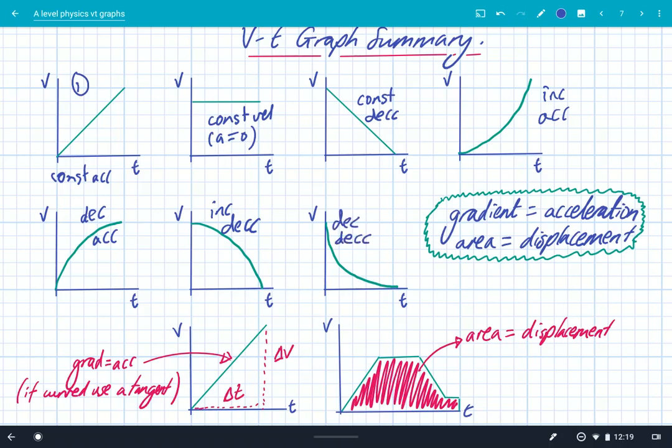And the way we look at that is just by looking at the fact that the gradient is acceleration. If you analyze the gradient, it becomes really easy. If you've got a curve, use a tangent to determine the gradient. Finally, the last fact to remember is that the area is equal to the displacement. And if that graph goes below the axis, you just got to take that area away. So that's it. Velocity time graphs, nice and easy. Just remember the key facts and just be really careful with your working out.